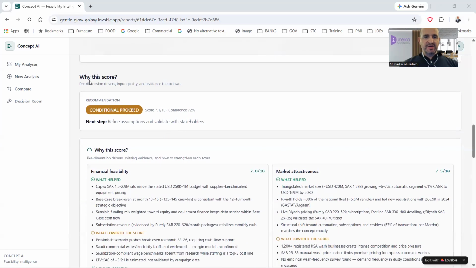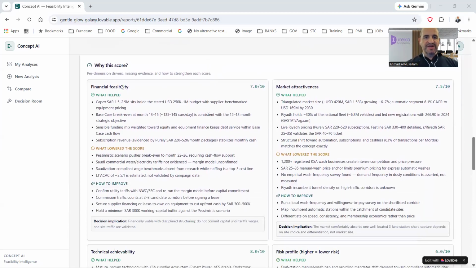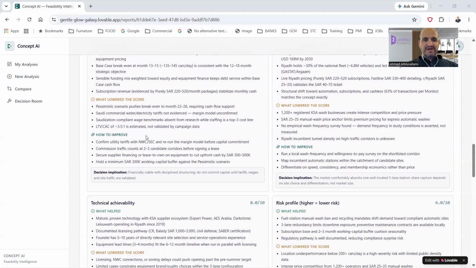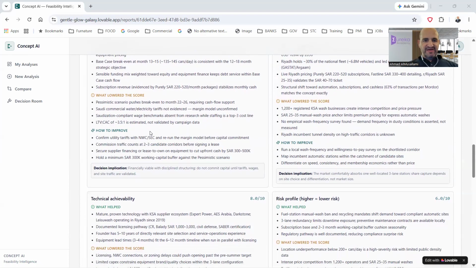Conditional to proceed. Why this score? Refine assumptions and validate with the stakeholders. This is what it says. Why this score? Financial feasibility is okay, but what lowered the score is the scenario of a break even being 2 years. Also, the prices of water and electricity in Riyadh. Yes, and many other factors.